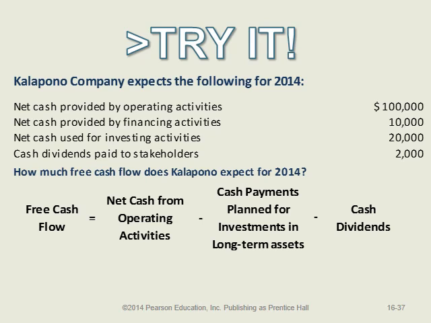Calapono Company expects net cash from operating activities in 2014 of $100,000. Net cash used for investing activities is expected to be $20,000, and cash dividends for 2014 will be $2,000. How much free cash flow does Calapono expect in 2014? So our equation is free cash flow equals $100,000 minus $20,000 minus $2,000 for a total free cash flow of $78,000. So basically what's left over after you take the things that are planned out.